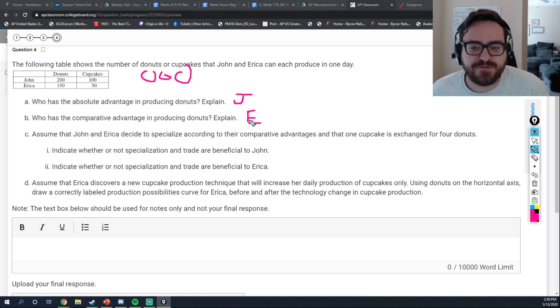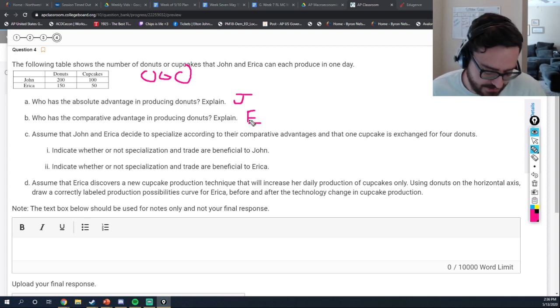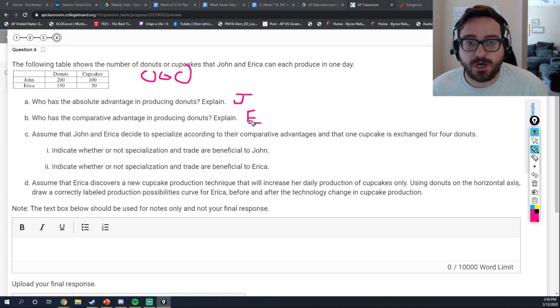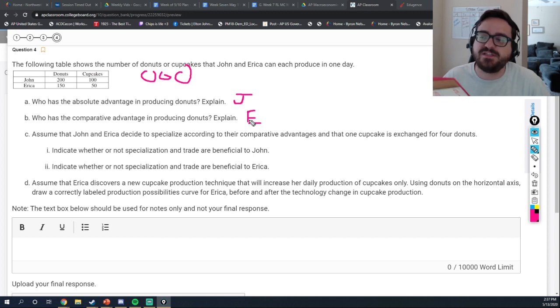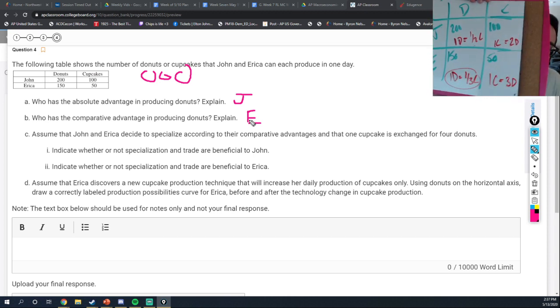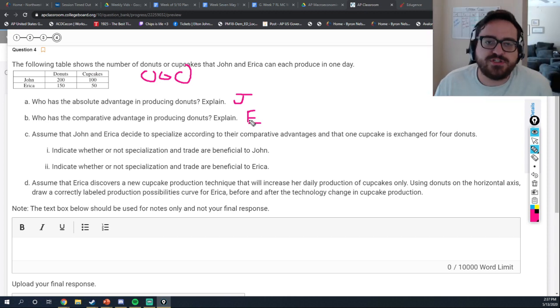So Erica's got the comparative advantage. And again, the answer that you would say for the explanation would be because she produces at a lower opportunity cost, the opportunity cost of one donut for Erica is simply 1/3 of a cupcake, where the opportunity cost for John is 1/2 of a cupcake. If you put a table in, or if you do this, you can reference it, but you still would need to explain because she has a lower opportunity cost as seen in the table. That'd be fine. That's an easy way to take care of that.